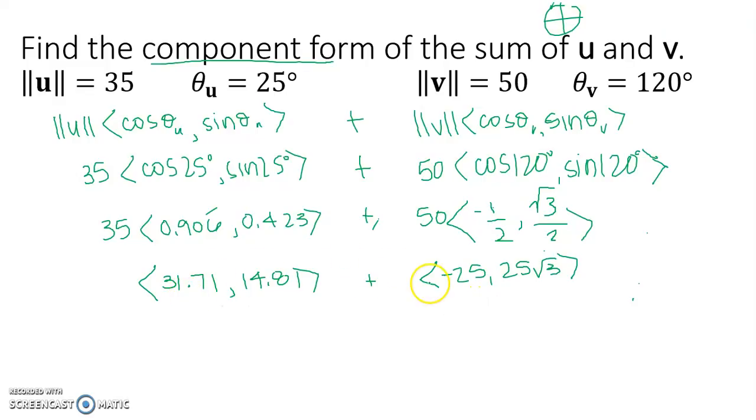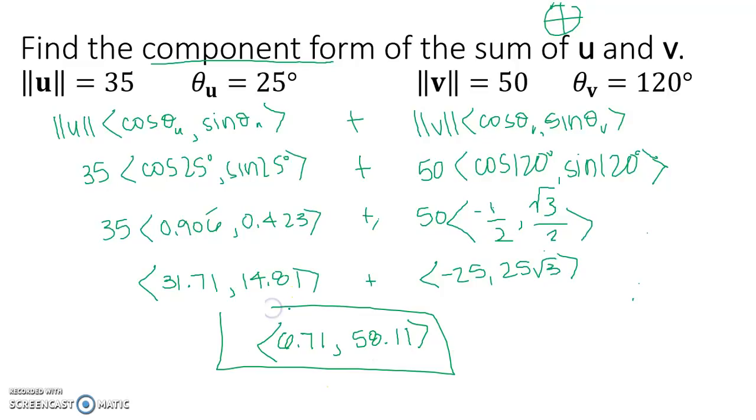Now I would say when you add these, I would want to keep it an exact answer, except that this side has exact values on the unit circle and this side doesn't. Since they're not both an exact answer, you can just go ahead and type them in and get your decimal for each of these. My horizontal component would be 6.71. My vertical would be 58.11. That is my sum of u and v.